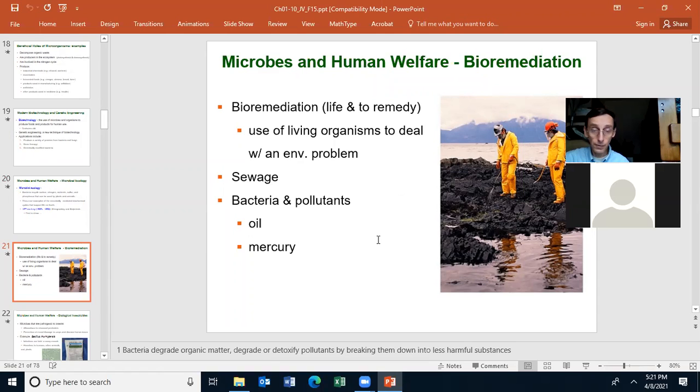as well as mercury. Now, mercury cannot be totally degraded into some other element, but we can convert one form of mercury into a less toxic form of mercury by using microorganisms to treat or remedy the pollutant. Any question about any of that?